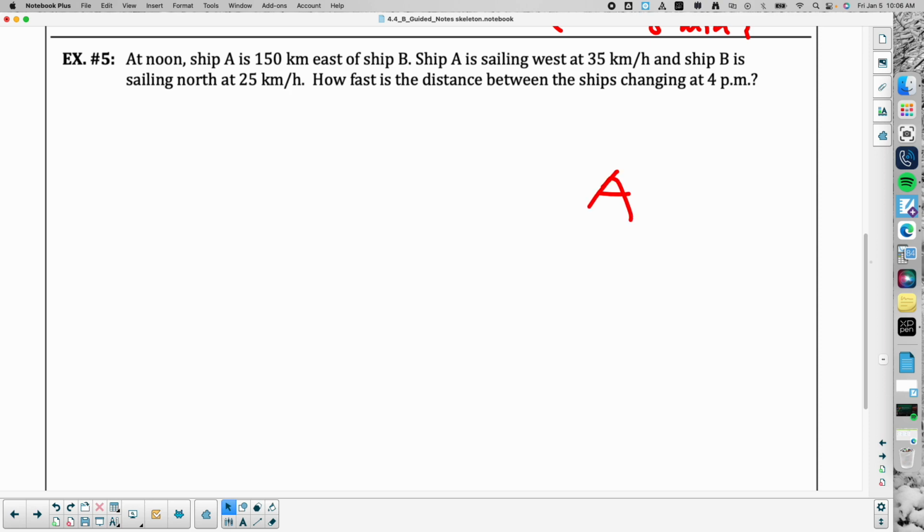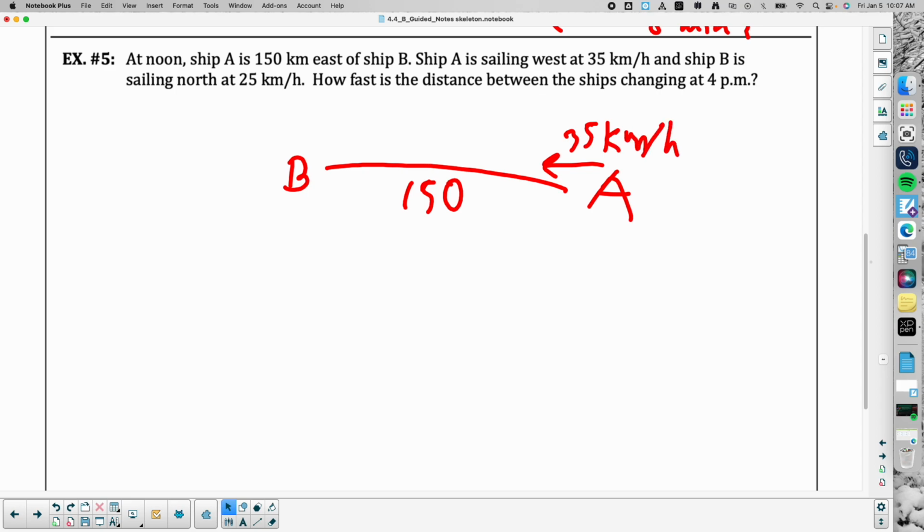So at noon, oh, you've already got an A. Yeah. What is A? Ship A is heading, is 150 kilometers east of Ship B. Ship A is sailing west at 35 kilometers per hour. Going that way. West, yeah, okay. Arrows do help, all right. So at noon, ship A is 150 kilometers east, which means it's on the right. Ship A is sailing west, 35 kilometers per hour. Ship B is sailing north at 25 kilometers per hour, all right. This is at noon.